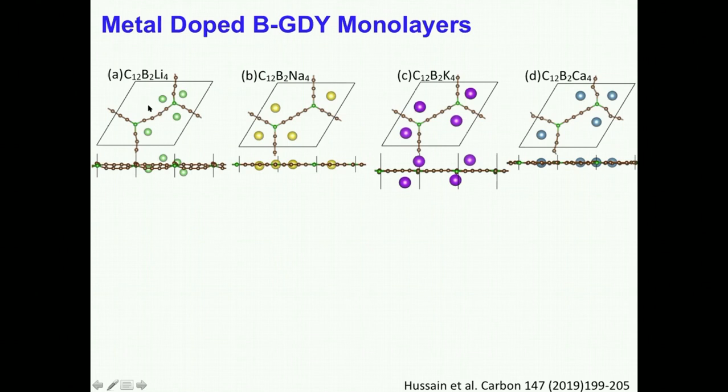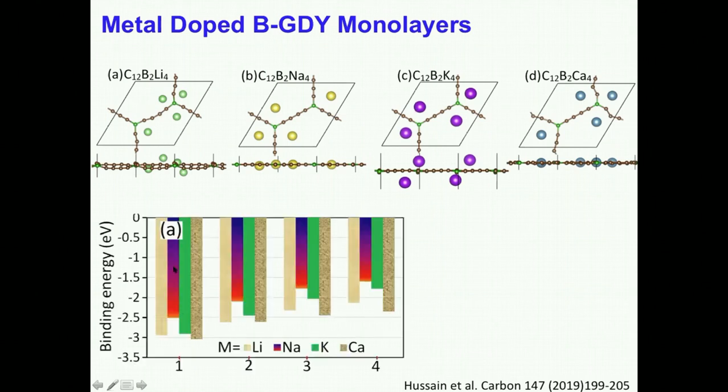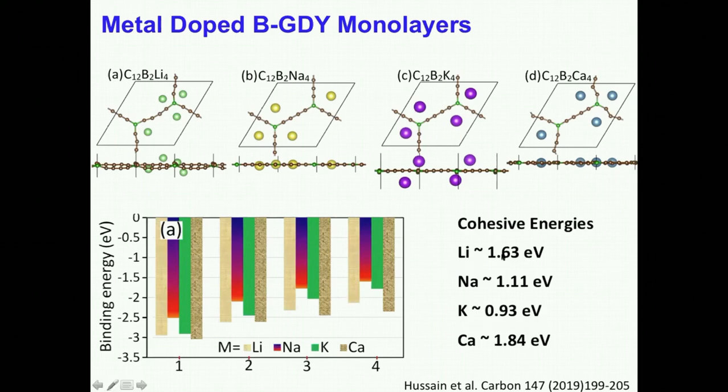And how do you know that they don't form a cluster and they stay dispersed on the monolayer? For that, we need to calculate their bonding energies. So here we have calculated the bonding energy of single dopant, like this is lithium, sodium, potassium, and calcium, when they are 2, when they are 3, and when they are 4. So these bonding energies should be stronger than their corresponding cohesive energies. Let's take the example of maximum doping, where we have 4 metal dopants over here. Let's take the example of lithium. The bonding energy over here is around 2 eV, you can see. Whereas the cohesive energy of lithium is minus 1.63, which means the bonding is stronger than cohesive energy.